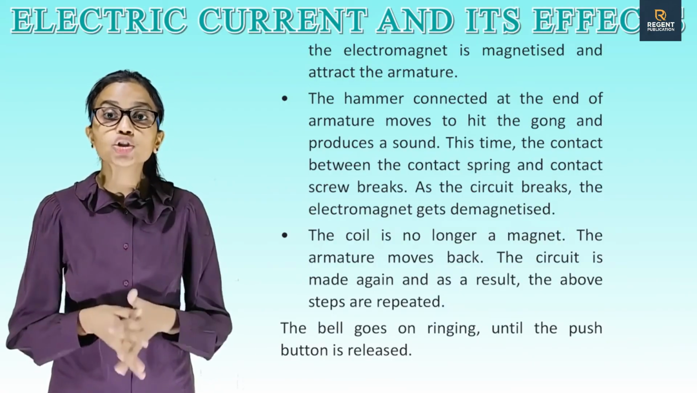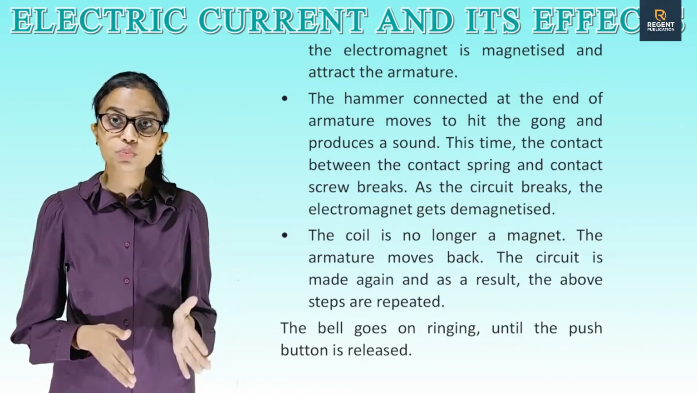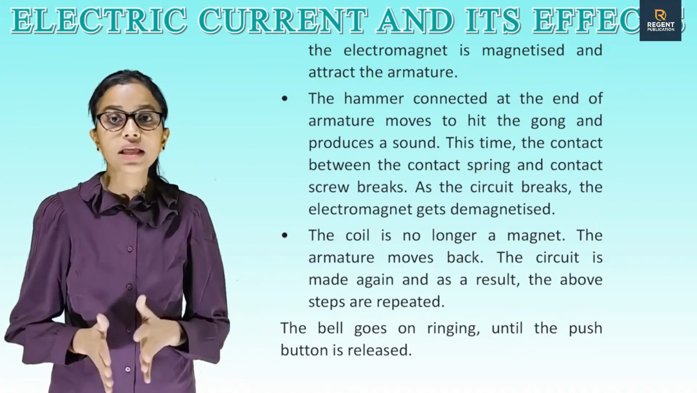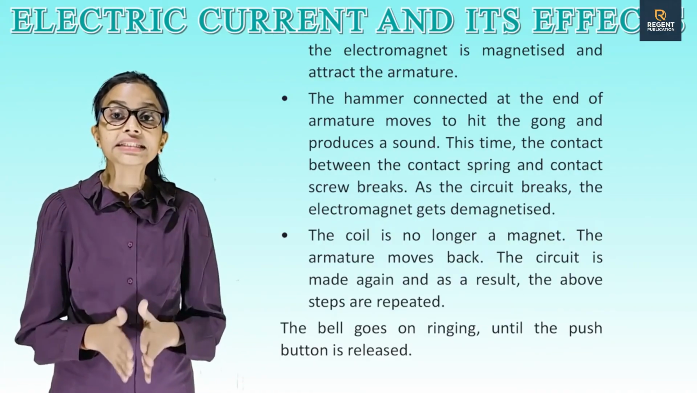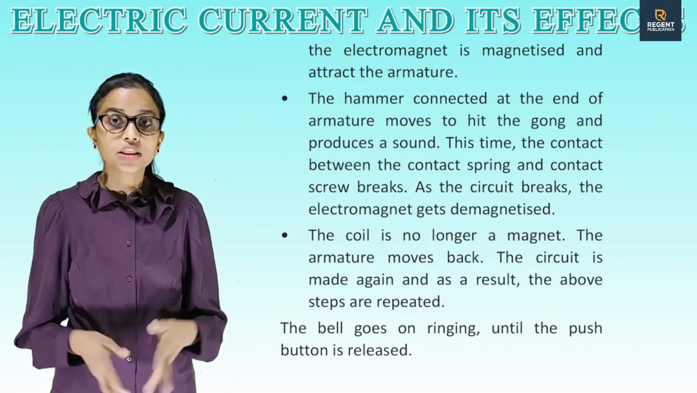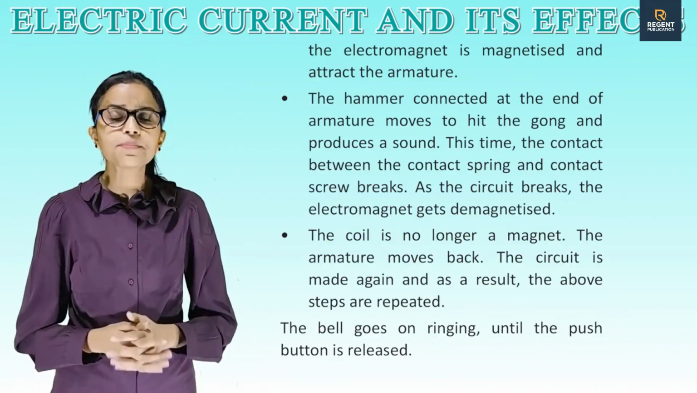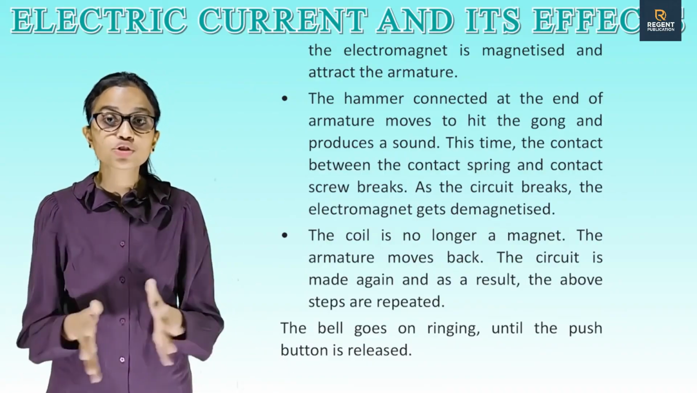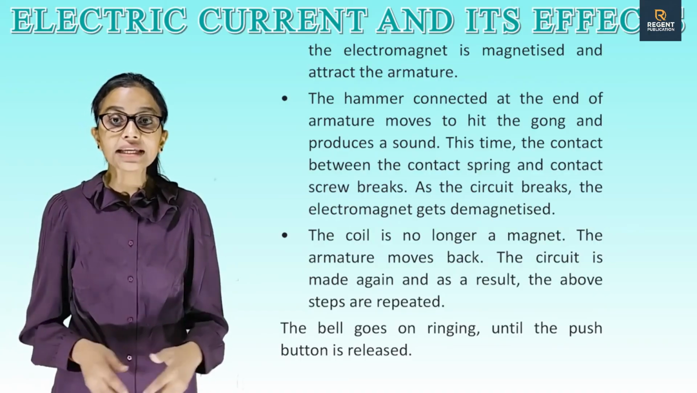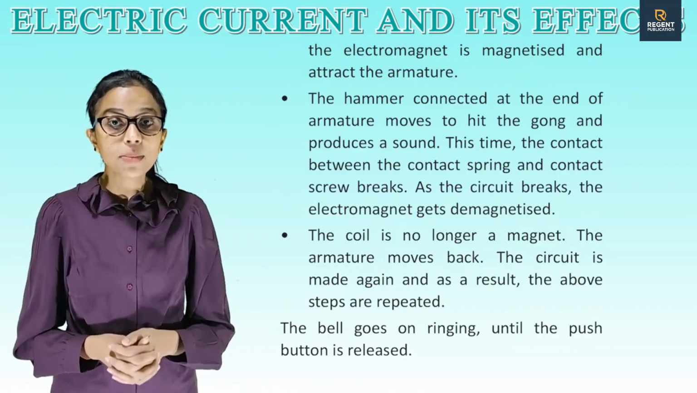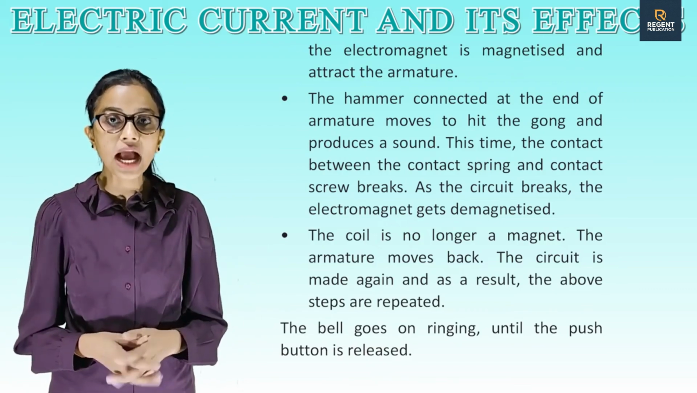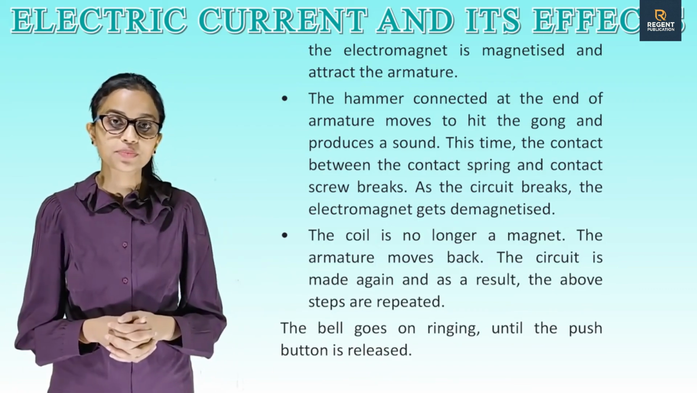This time the contact between the contact spring and contact screw breaks. As the circuit breaks, the electromagnet gets demagnetized. The coil is no longer a magnet. The armature moves back. The circuit is made again, and as a result, the above steps are repeated. The bell goes on ringing until the push button is released.